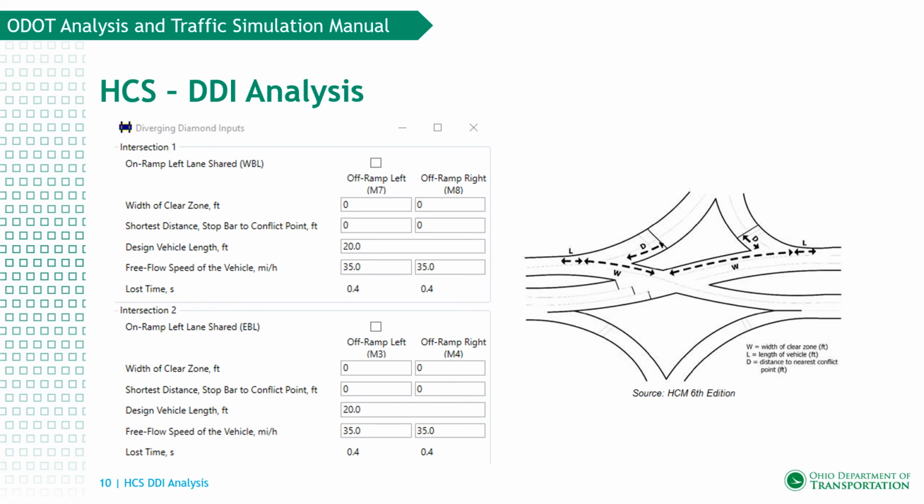In this box, information regarding the geometric design of the interchange should be entered. More information about these specific inputs and measurements are provided in the Highway Capacity Manual or in the HCS User's Guide. This graphic provided in the Highway Capacity Manual illustrates some of the measurements to be entered.